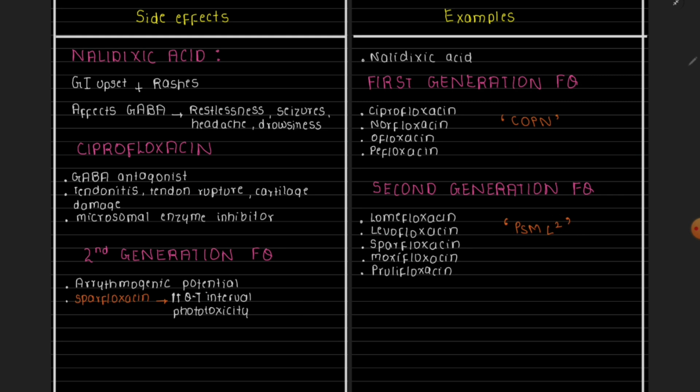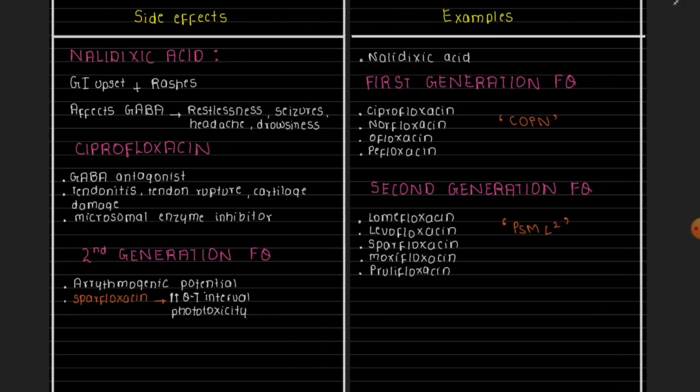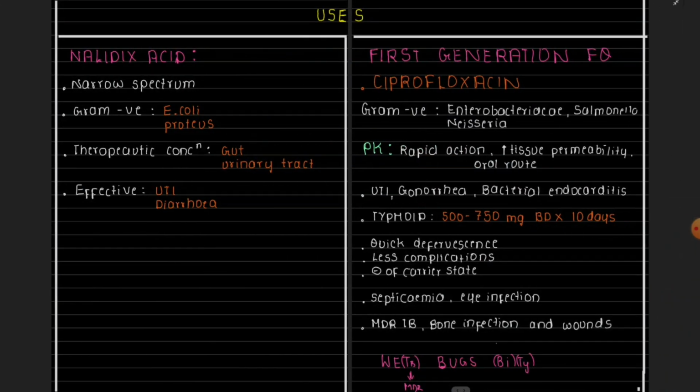Simple. Now, before looking at the side effects, it would be better if we came on to the uses of the drugs. Coming on to nalidixic acid, it is a narrow spectrum antibiotic in comparison to fluoroquinolones, and it is mostly effective against gram-negative organisms, as we just saw, like E. coli and Proteus. Therapeutic concentration of this drug is achieved in the gut and urinary tract.